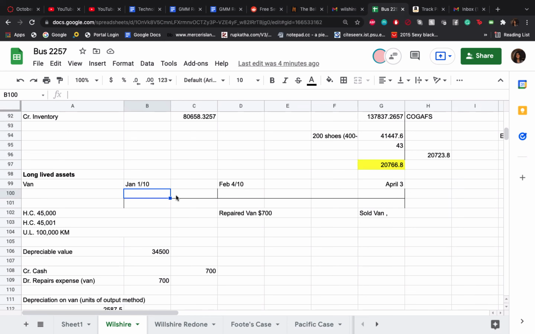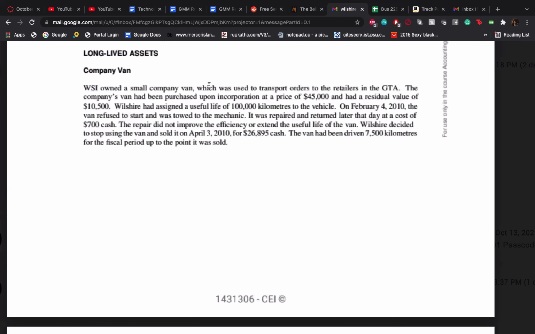This is not that important for stuff like the van, but it'll be very important for stuff like Barry's batting cages, for instance. When the depreciation was calculated by units of output, it pays to know when you sold it and how much it had been used up until that point. So it says it had a residual value of 10,500, which means that the total depreciable value will be 45,000 minus 10,500.